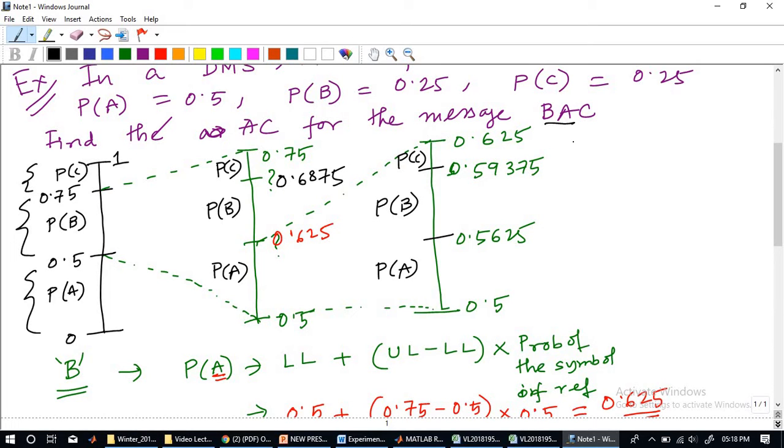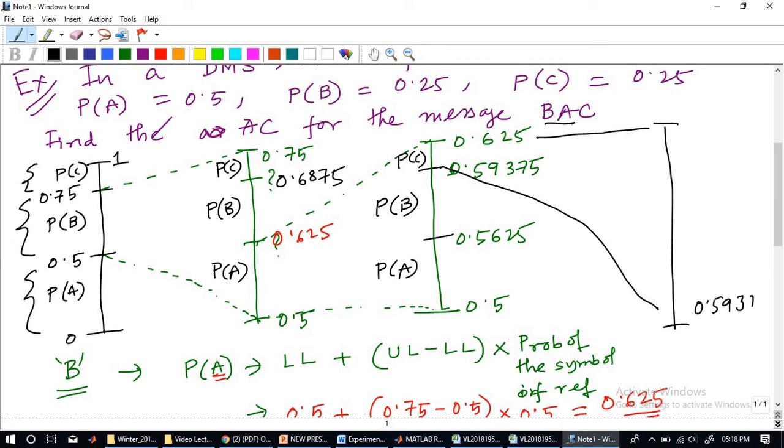Do we need to do it for C? We don't need to. Because if I go for C, basically what we have to do is just expand this half. So your lower limit will be 0.59375. Upper limit will be 0.625. Why I don't need anything in between? Because I don't have any symbols left. If suppose BAC was given after this, followed by ABC, then we need another set of division of the sequence, because we need to identify what is the probability of A.